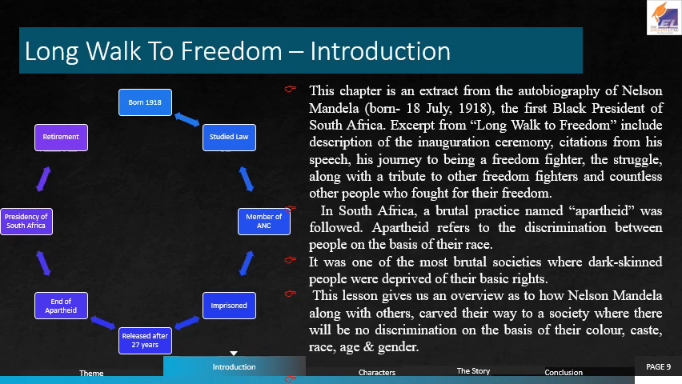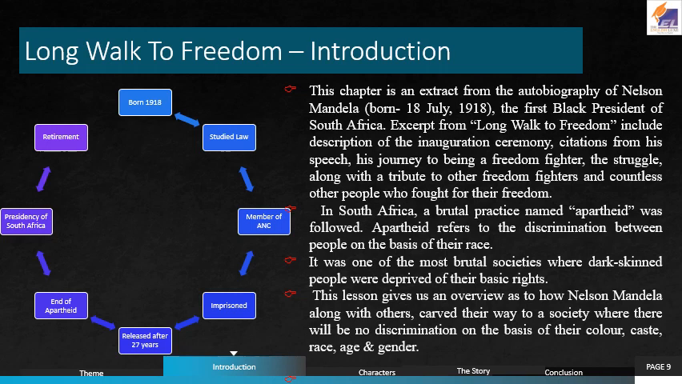Students, now pay your attention please. Now I'm going to tell you about the introduction of this chapter. This chapter is an extract from the autobiography of Nelson Mandela, born 18 July 1918, the first black president of South Africa. The excerpt from Long Walk to Freedom includes a description of the inauguration ceremony, citations from his speech, his journey to being a freedom fighter, and the struggle, along with a tribute to other freedom fighters and countless other people who fought for their freedom.